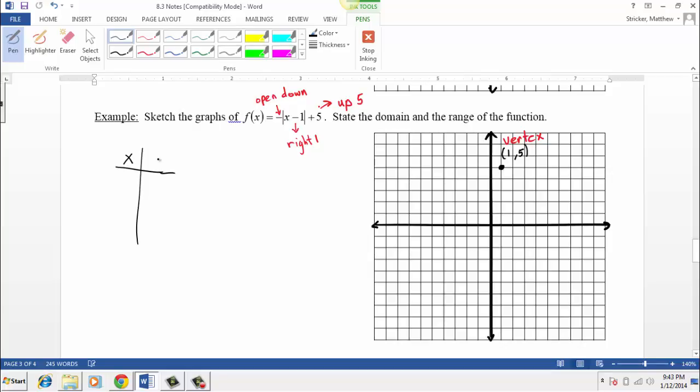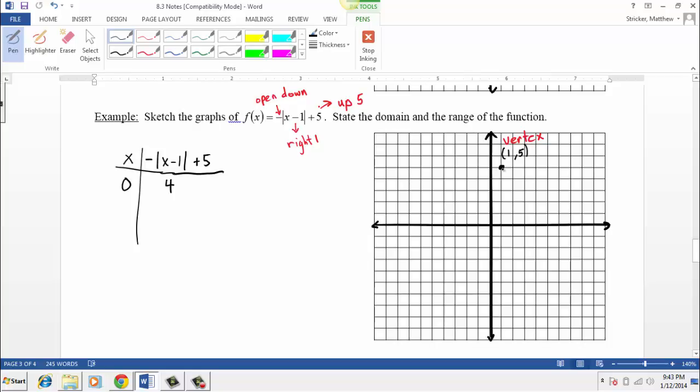And we can verify this by doing a few points here. If we choose x, and then we find the negative absolute value of x minus 1 plus 5. So this is when x equals 1. The next value to the left here is 0. If I plug 0 in, 0 minus 1 is negative 1. The absolute value of that is positive 1, but then there's a negative out front, which makes it negative 1 again. If we add negative 1 to 5, we get 4.